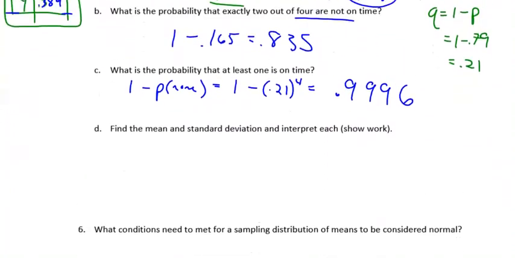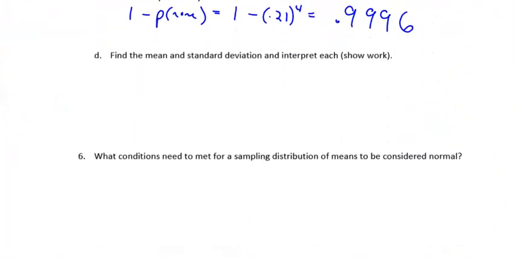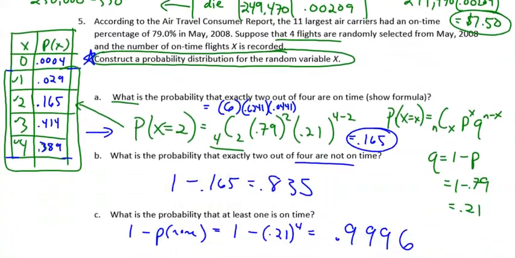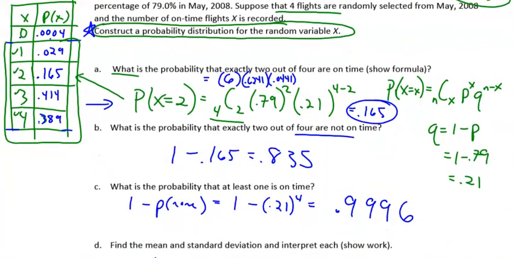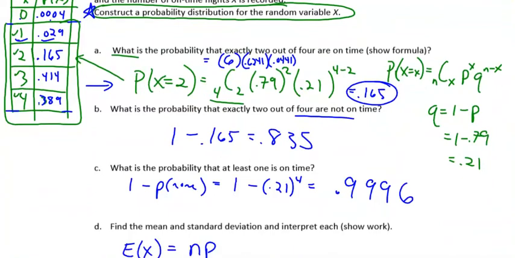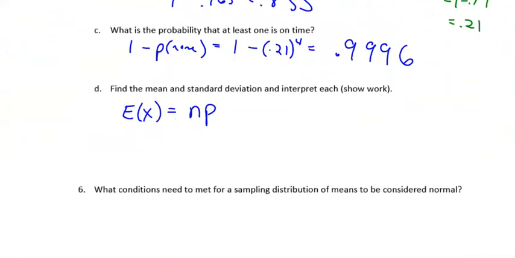Find the mean and standard deviation, interpret each. Okay, so mean and standard deviation. I go to my formula sheet. The mean, there's 2 ways to do this. Because it's binomial, I just have to do NP. I could do it the old way and multiply all those guys together. That times that, that times that times that, right? But because this is binomial, I can take shortcuts because there's only 2 outcomes. And then if I go to my formula sheet, the standard deviation is the square root of NPQ. Okay, so remember, this is still with n equal 4.